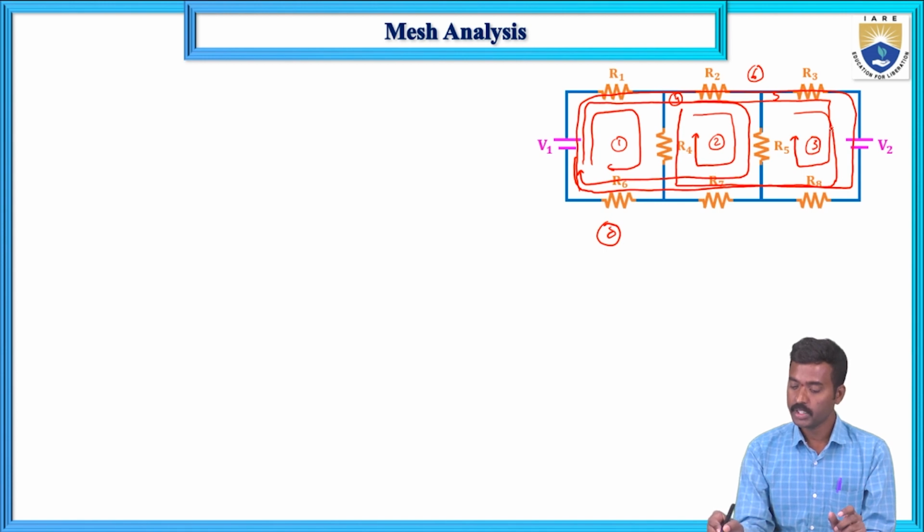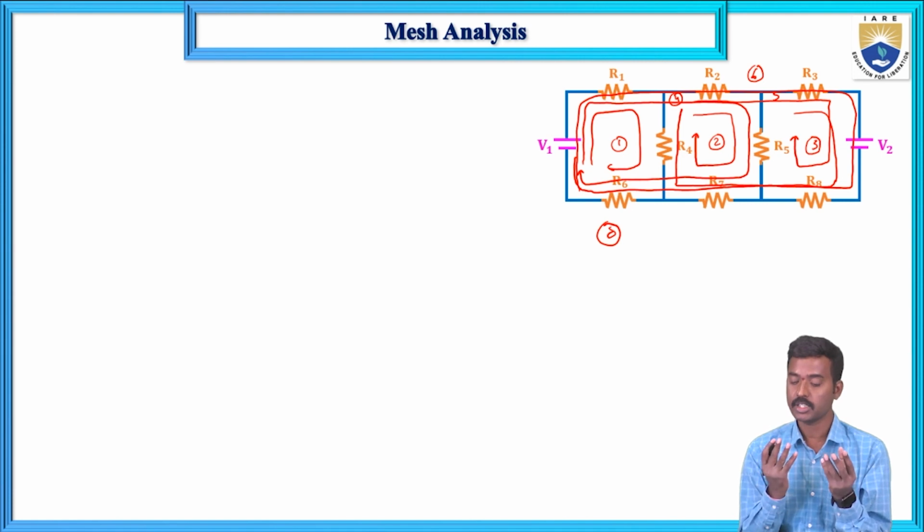And the fifth loop is not a mesh. The sixth loop is not a mesh. Only 1, 2, 3 are the meshes, because here loop 1 does not cross another loop, the second loop. So individual loops are called meshes. These loop and mesh concepts are mostly used in mesh analysis.